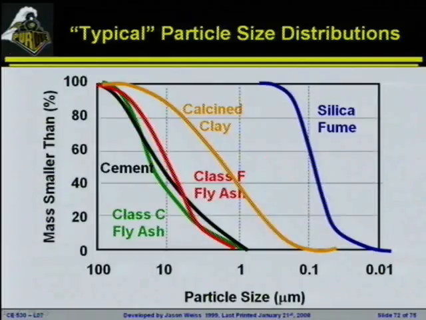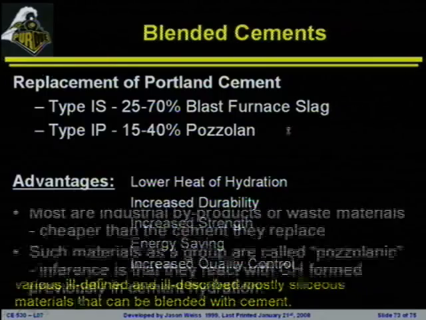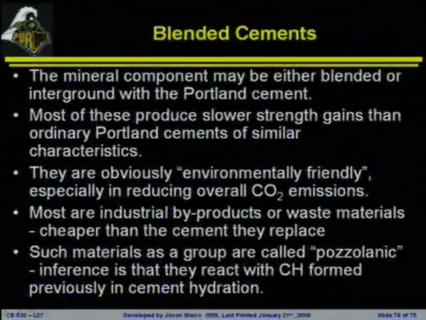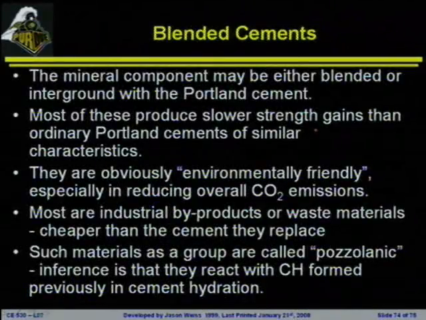So here you can see a little bit of their size distribution. You'll notice that things like our Class C, our Class F, and our cement are all typically in the same size region. Something like a metakaolin or a calcined clay might be a little bit smaller. And then we've got silica fume that's way over here on the right-hand side. Most of these materials will be similar or slightly slower than our normal Portland cements.